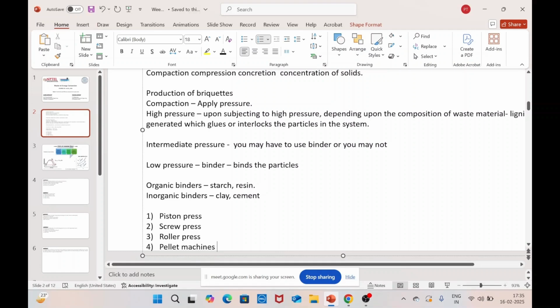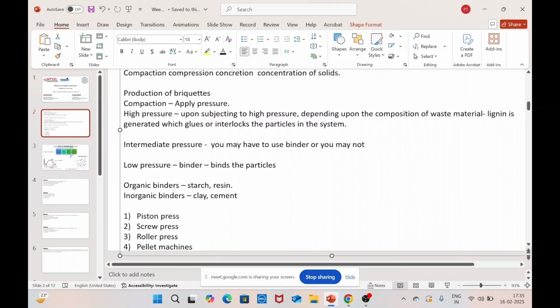The piston press and screw press are used when the amount of briquettes you want to generate, or the amount of waste material you want to compact or compress, is less. So these piston presses and screw presses are typically used in low capacity systems, whereas roller presses or pellet machines are useful only in high capacity systems.